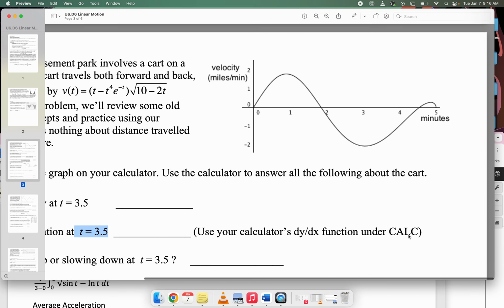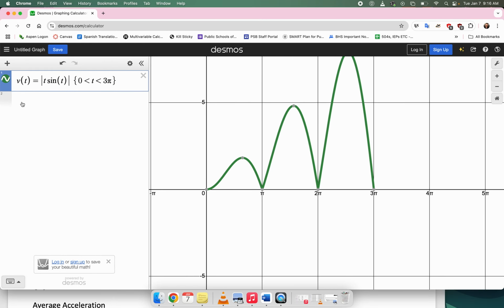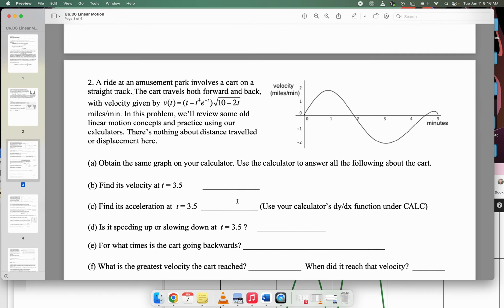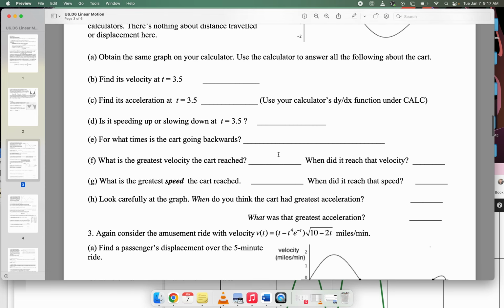It says use your calculator's dy dx function under calc. On Desmos, it's stupid easy. I know this is a different function, but look, if this is my function v of t, and I want to know the derivative of this guy at 2, you can just type v prime of 2. And Desmos knows what that means. So you just define your function here and then type in v prime of 2. There's the derivative, right? So a big part of this worksheet is using your calculator. We give you these complicated functions on purpose to discourage you from trying to find the derivative and antiderivative manually. We want you to use your calculator, okay?